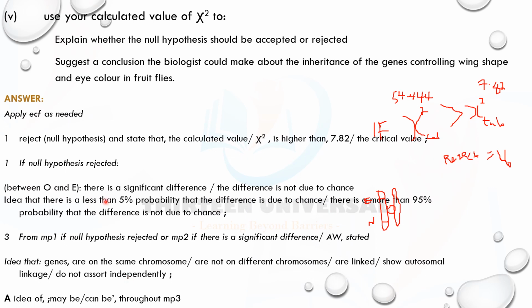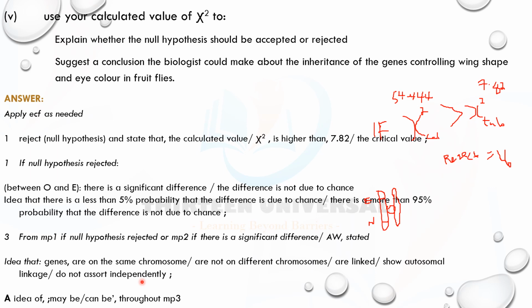See what is expected as the answer to the first one: reject the null hypothesis and state that the calculated value is higher than the critical value. There's a significant difference, and the difference is not due to chance. There's a 5% probability that the difference is due to chance, but 95% that it is not. Further, the genes are not on different chromosomes. They are linked and show autosomal linkage. They do not assort independently.